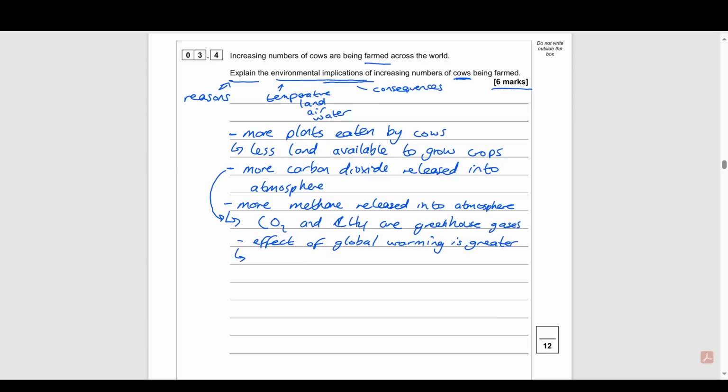Now, what will that look like? Because remember, it's environmental implications we need to focus on. So, we've spoken about the temperature, but how will that affect land, for example? Well, if there's global warming, it will lead to destruction of habitat. For example, polar ice caps will start to melt. That could lead to flooding and loss of habitat. That could also lead to drought. So these are consequences as a direct result of global warming.